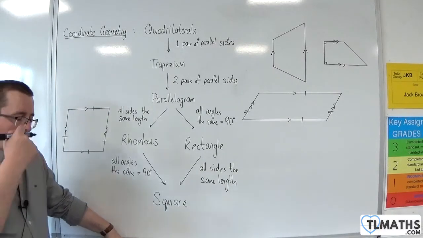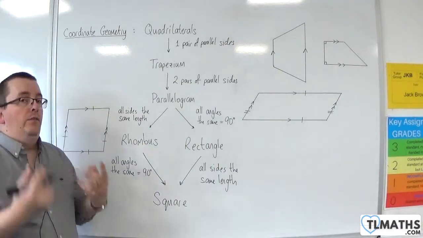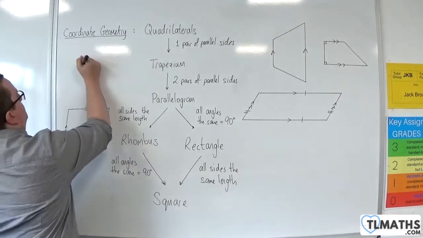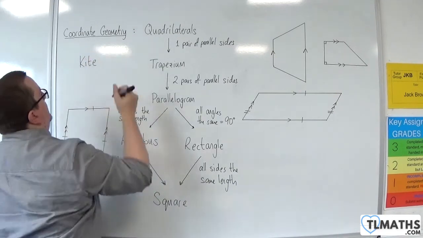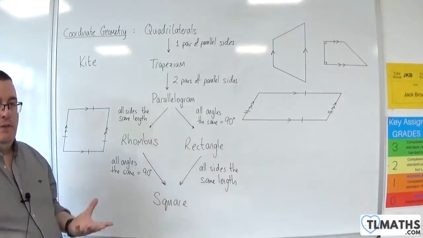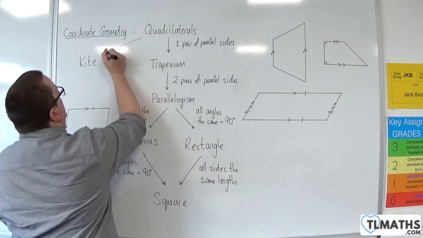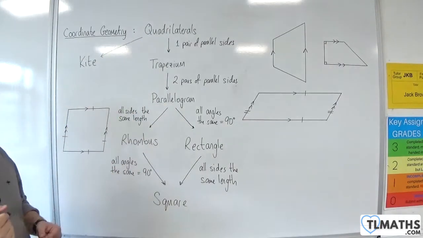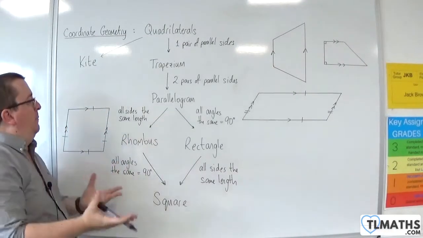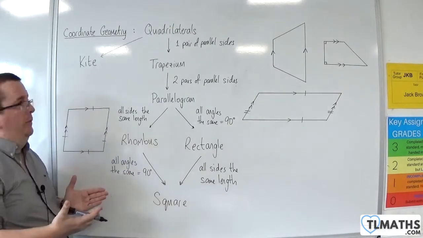Now, there is one special type of quadrilateral that I haven't got written down on the board yet, and that is the kite. Now, the kite is not a special case trapezium. Okay? So the kite is essentially out on its own, but it does share some of the properties of another shape that we have on here, and that is the rhombus.